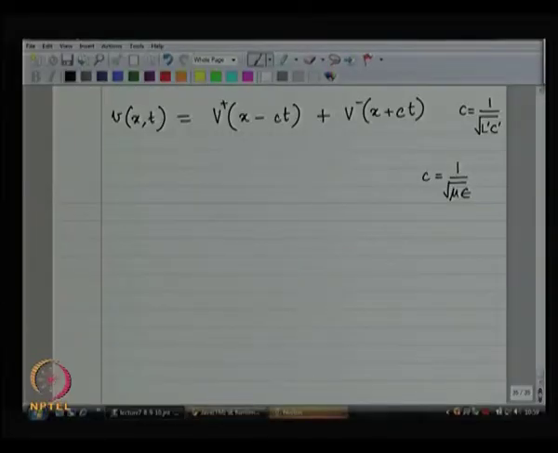Okay. So, this is the solution to the wave equation. V plus indicates a forward moving wave, V minus indicates a backward moving wave. These waves are moving at a velocity c meters per second. Similarly, I of x, t is also going to give you a very similar solution.